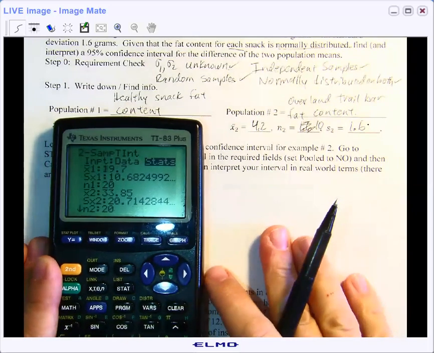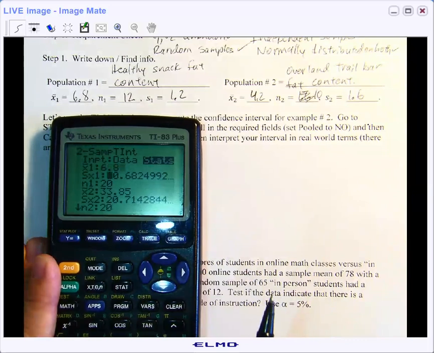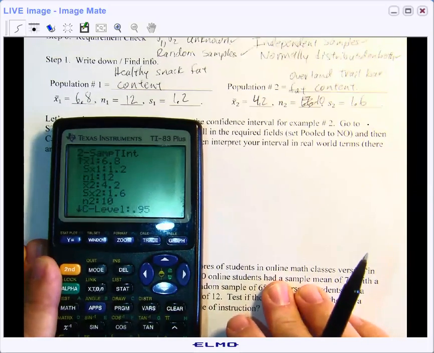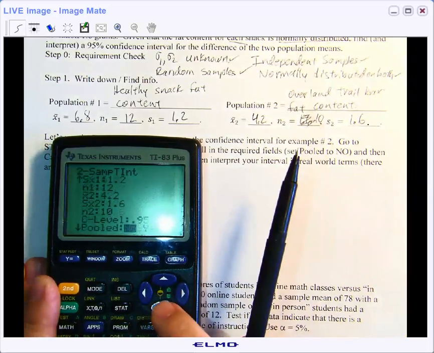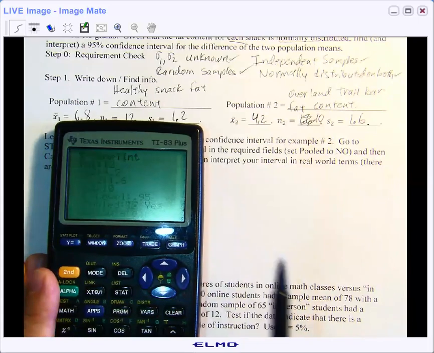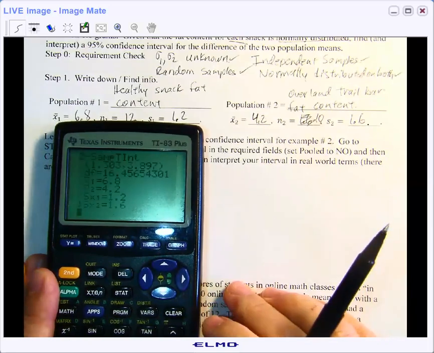So let's put in our important stuff. X1 bar was 6.8 with a sample standard deviation of 1.2, and we had 12. X2 bar was 4.2 with a standard deviation of 1.6 on a sample size of 10. And what was our confidence level? Our confidence level was 95%, a very common one. Again, we're going to go with the camp that says let's not pool our standard deviations, and let's hit calculate. Write down what we get here, and then interpret it in real world terms.